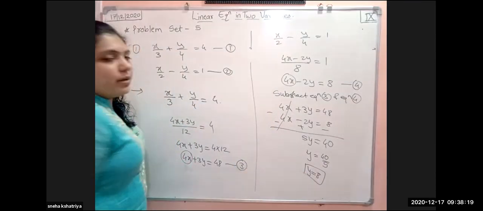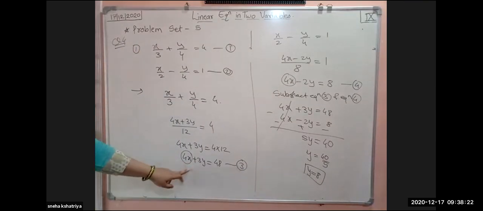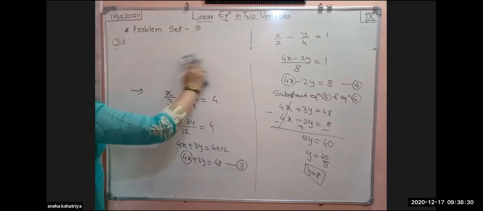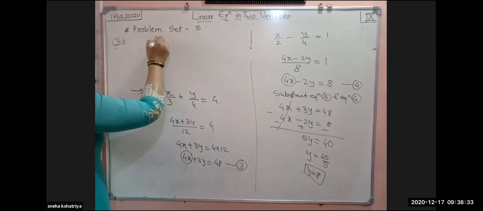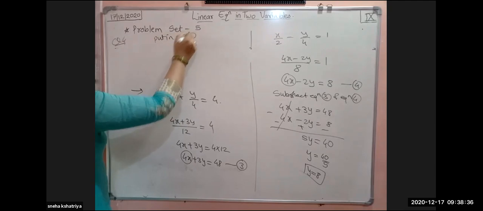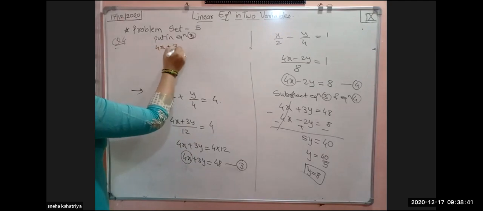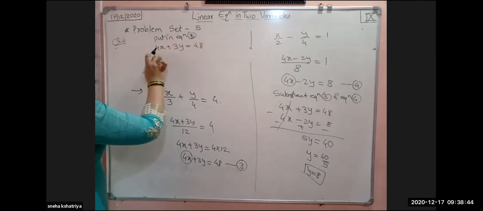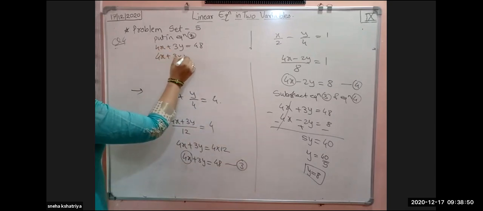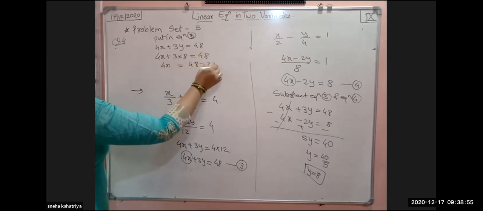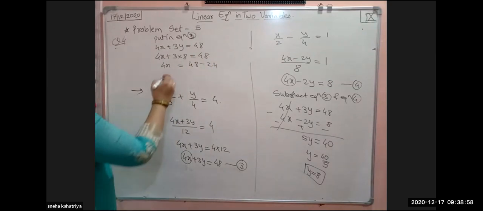Okay, so what is the y value? 8. Now put that value in either equation number 3 or equation number 4. Whichever equation you want, you can put the value there. Okay. Let us put it in equation 3, not equation 1. What is equation 3? It is 4x plus 3y is equal to 48. The y value is 8. So 4x as it is, plus 3 into 8, which is equal to 48. 8 threes are 24.